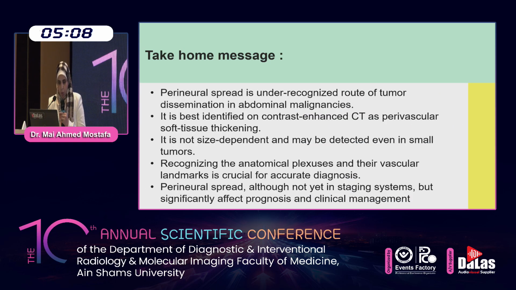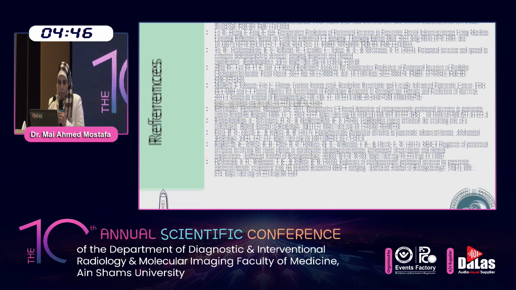Take-home message: perineural spread is an under-recognized route of tumor dissemination in abdominal malignancy. It's best identified on contrast-enhanced CT. It's not size-dependent. Recognizing the anatomical plexus and their vascular markers is crucial for accurate diagnosis. Perineural spread is not yet in the staging system, but significantly affects prognosis and clinical management. Thank you.